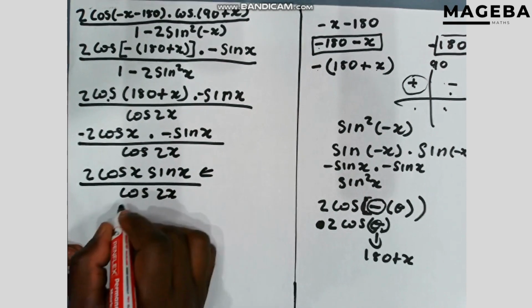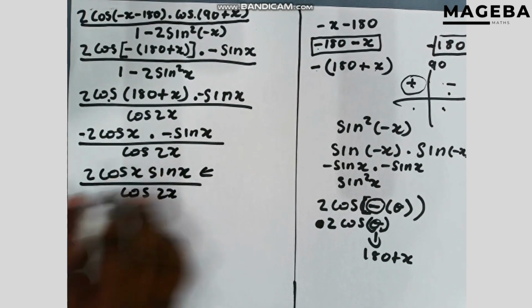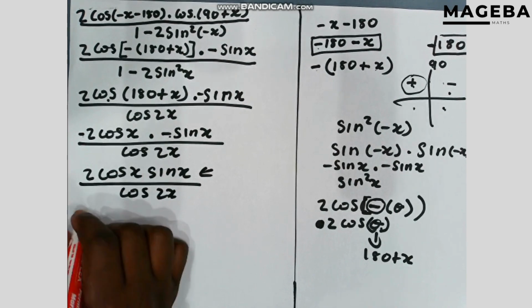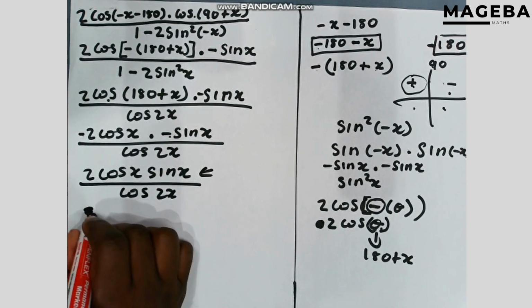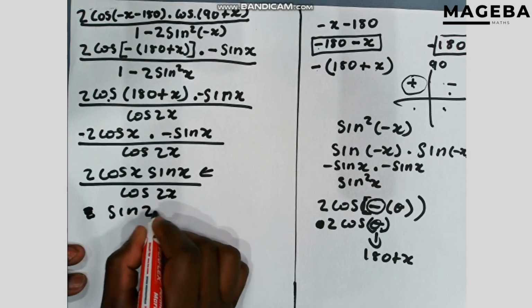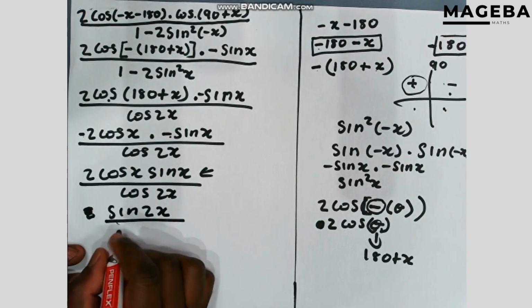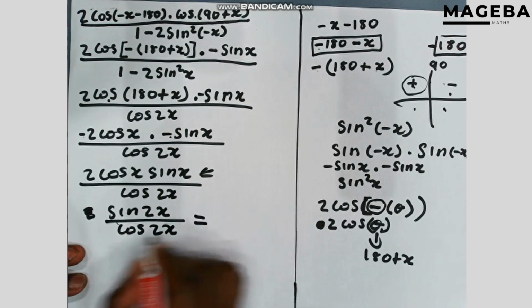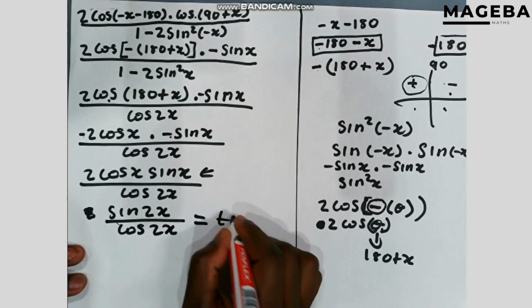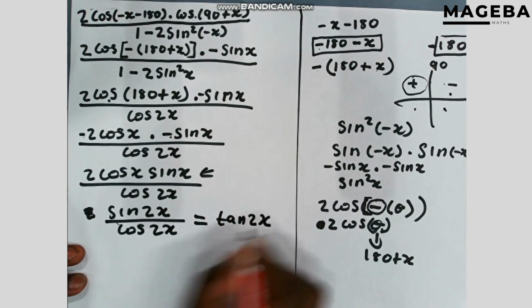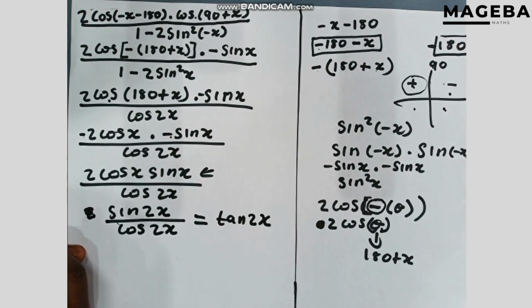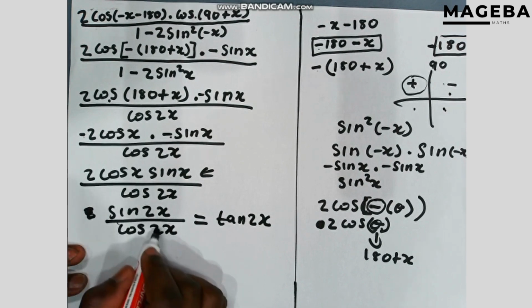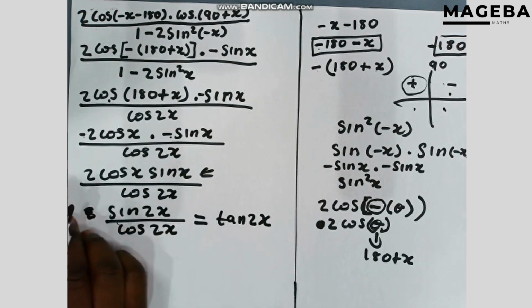This one that is here, I hope you can see, it's a double angle of sine. So it's just going to be sine 2x all over cos 2x. This is equivalent to tan 2x. Sine over cos is tan, because now we have these two, which is a double angle, giving tan of 2x. I hope you did understand that one.